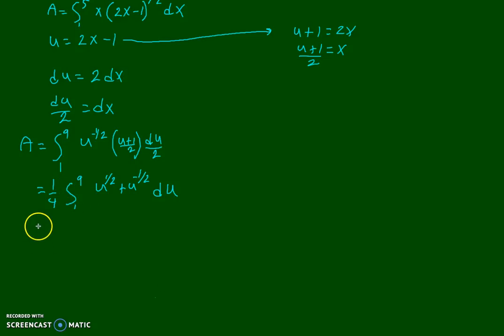And we get this equals 1/4. The antiderivative of this is u to the 3/2 over 3/2, so that's times 2/3, plus, negative 1/2 plus 2/2 is 1/2, so that's u to the 1/2 over 1/2, which is times 2, evaluated from 1 to 9.